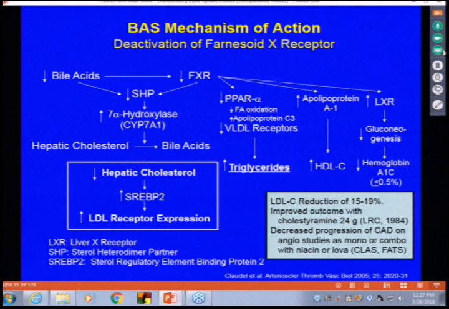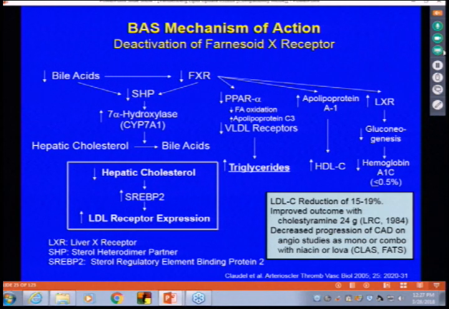The third line is bile acid sequestrants. Bile acid sequestrants basically are medicines like colesevelam, which is a specific bile acid sequestrant. The older generic ones are cholestyramine and colestipol.